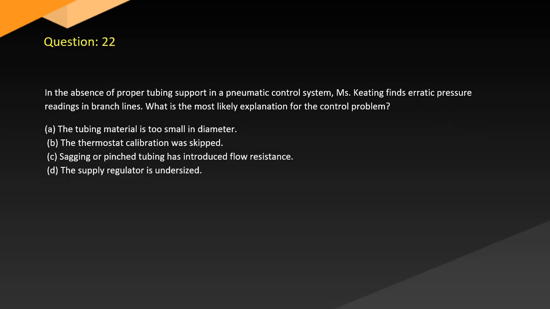Question 22. In the absence of proper tubing support in a pneumatic control system, Ms. Keating finds erratic pressure readings in branch lines. What is the most likely explanation for the control problem? A. The tubing material is too small in diameter. B. The thermostat calibration was skewed. C. Sagging or pinched tubing has introduced flow resistance. D. The supply regulator is undersized.